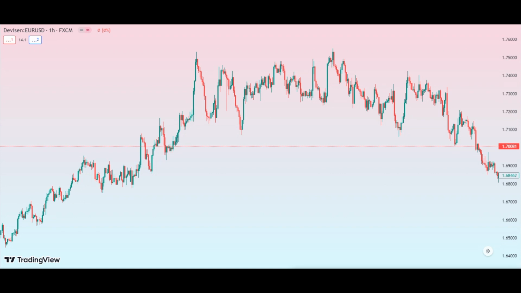Hi guys, in this video I will show you how to draw support and resistance areas, what to look out for and how to identify them, and how you can use them as a really powerful tool for your trading. They are one of the most important tools in trading, in my opinion, and I've noticed that many traders have trouble finding the right levels.